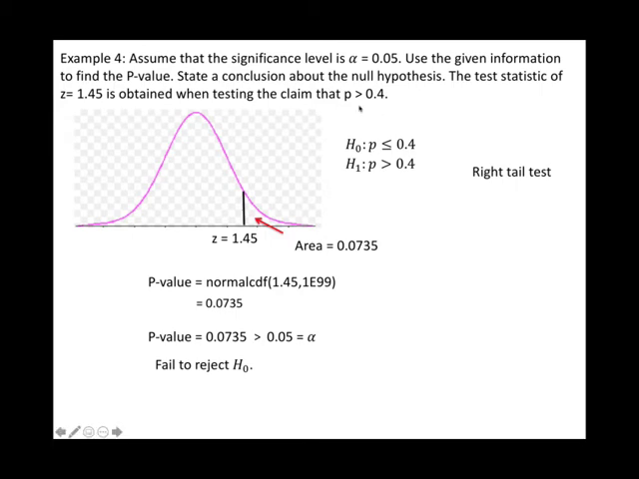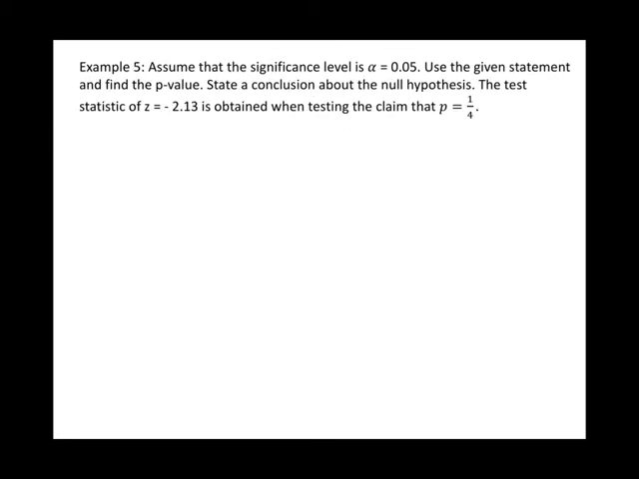Okay, so what we do: we have the original claim statement. First step, write down the null and alternate hypothesis. Designate left tail, right tail, or two tail test. Then use the test statistic to find the p-value. The p-value can be the left tail area, right tail area, or the two tail area, depending on your test. After that, compare with your significance level. The significance level is always given. And then you're going to draw the conclusion, reject or fail to reject. Okay, try the next example.